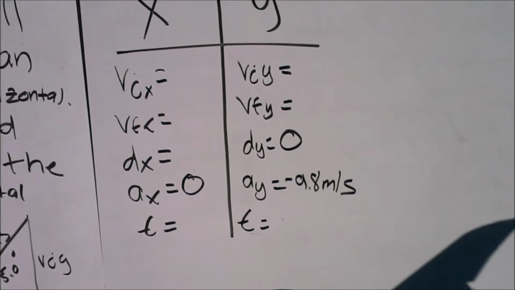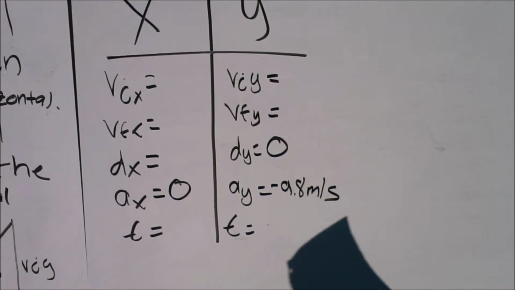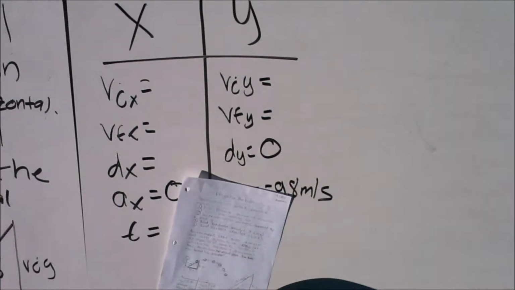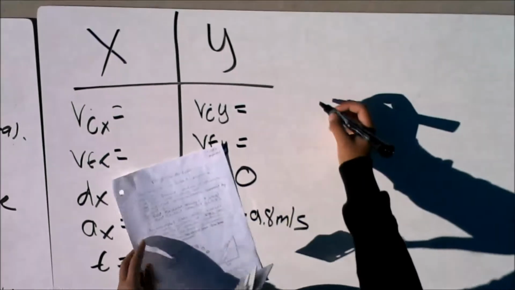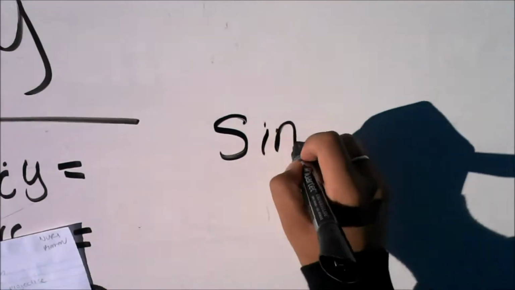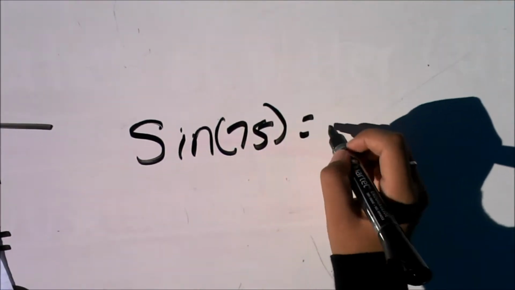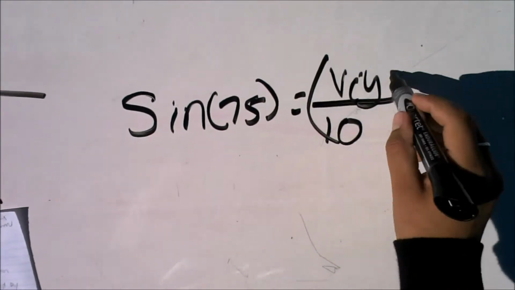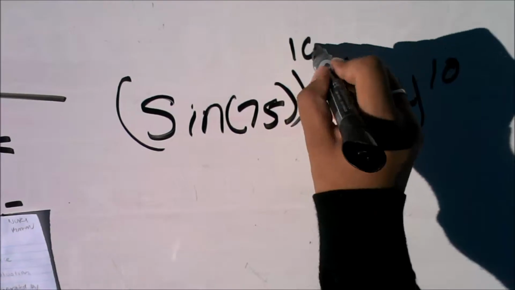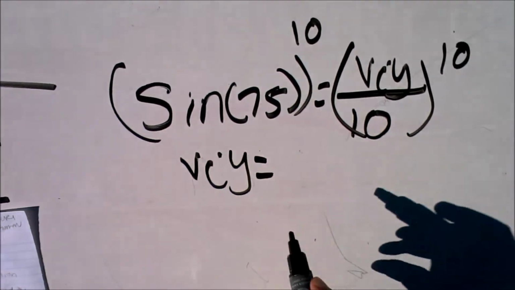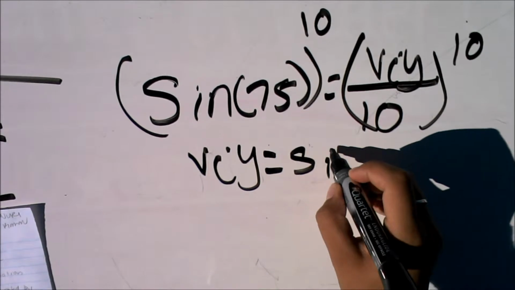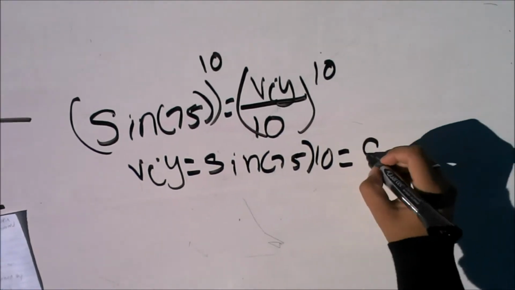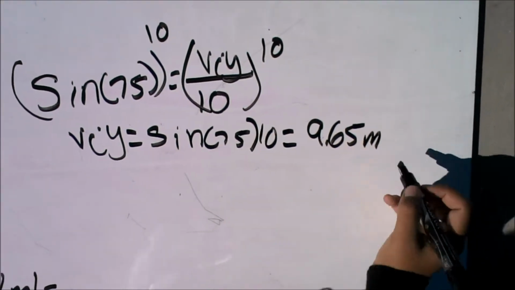So now we solve to get the initial velocity of x and the initial velocity of y. We use sine and cosine. So you do sine of 75 is equal to the initial velocity of y over 10. So you multiply by 10, and you get that the initial velocity of y is sine of 75 times 10, which is equal to 9.65 meters per second.